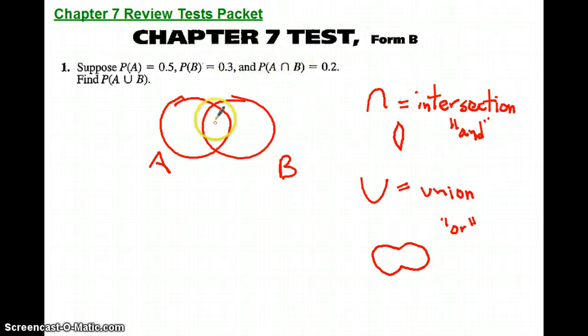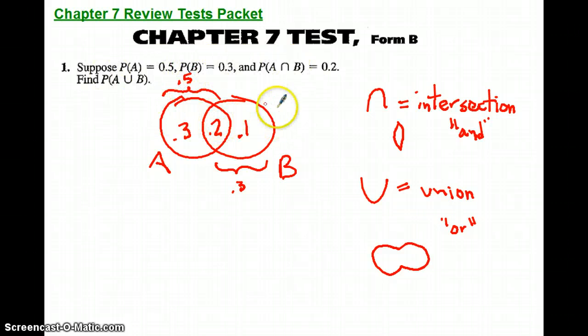So this little piece here is just the stuff that's in both. I have a 0.2 chance of falling in there. Remember, I have a 0.5 chance of falling anywhere in A, so this entire circle for A has to add up to 0.5. Now, B has to have a total of 0.3, including this 0.2. So B total is 0.3, and A total is 0.5. I've basically translated all this information into the diagram.